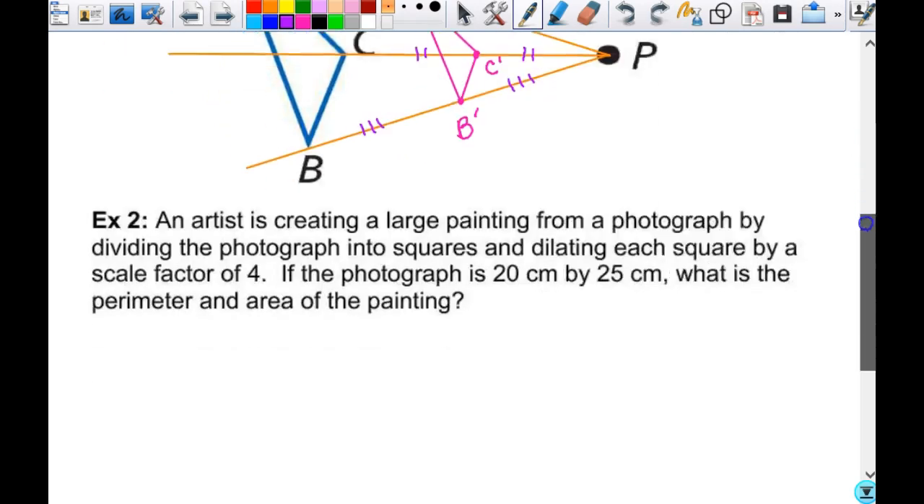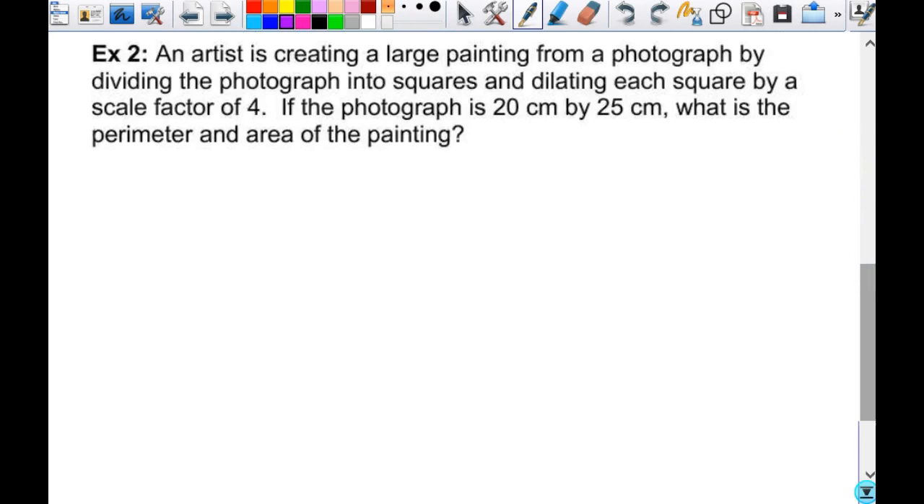All right. So now we're going to look at this next question, which is definitely a question that you could have done a long time ago too. But we're going to go about it a different way than you would most likely go about it if I just let you do it on your own. So it says an artist is creating a large painting from a photograph by dividing the photograph into squares and dilating each square by a scale factor of 4. If the photograph is 20 centimeters by 25 centimeters, what's the perimeter and area of the painting?